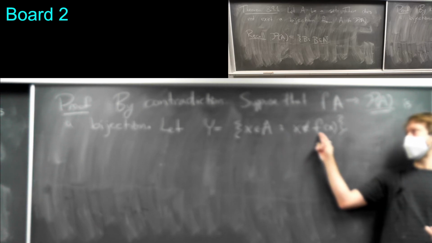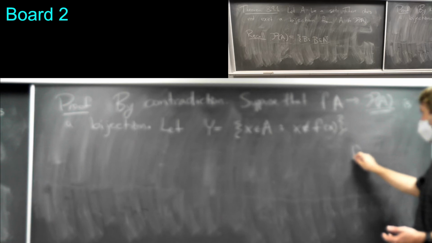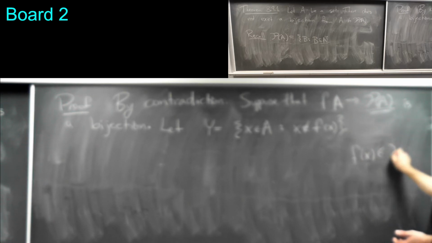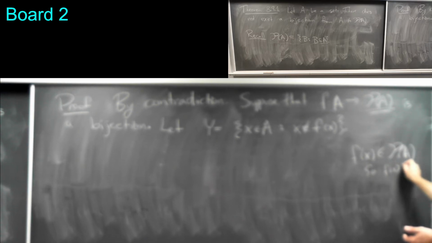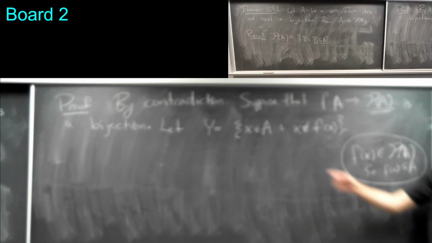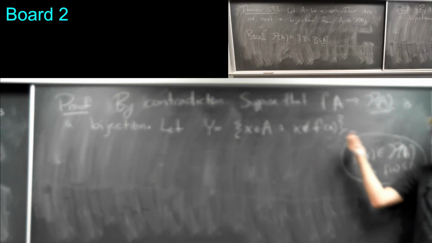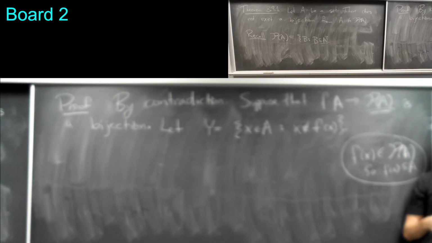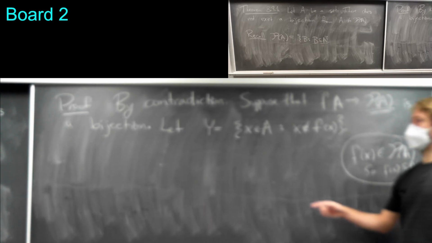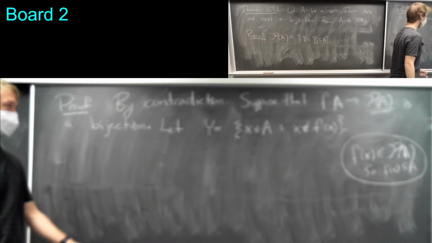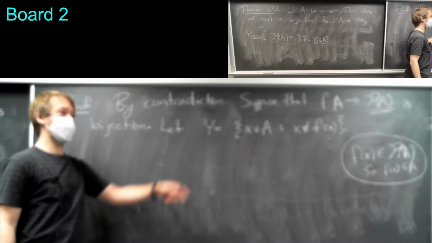But for every x in A, f of x is a subset of A, right? Remember, because f of x is an element of the power set, so f of x is a set. It's a subset of A. So writing that x is not an element of f of x makes sense because f of x is a set, and we can write this. It's a little bit abstract, but my point here is I want to show that this is not in the range of f.